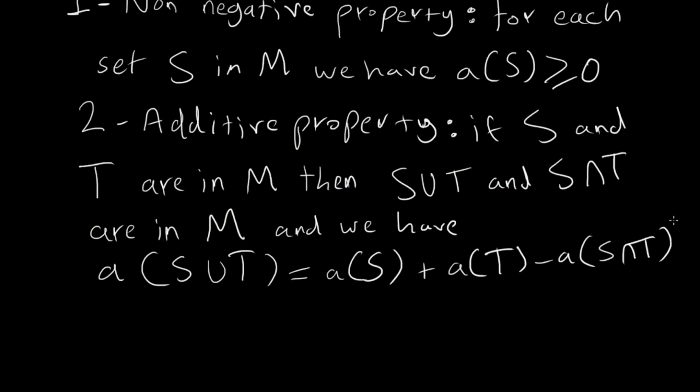And now we have the second axiom, which is called the additive property. If S and T are in M, which means that if S and T are measurable, then S union T and S intersection T are also measurable, which means that they are in M. And we have the area of S union T is equal to area of S plus area of T minus the overlap, minus area of S intersection T.